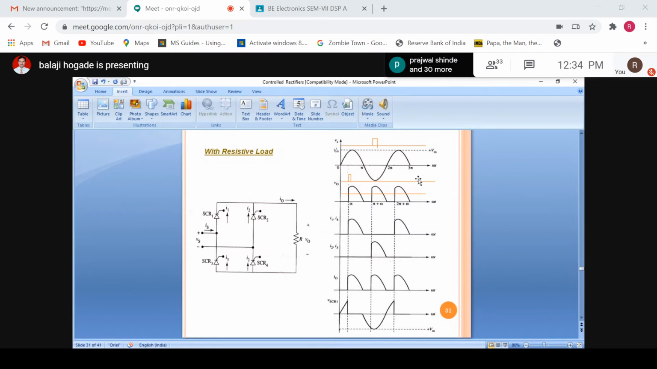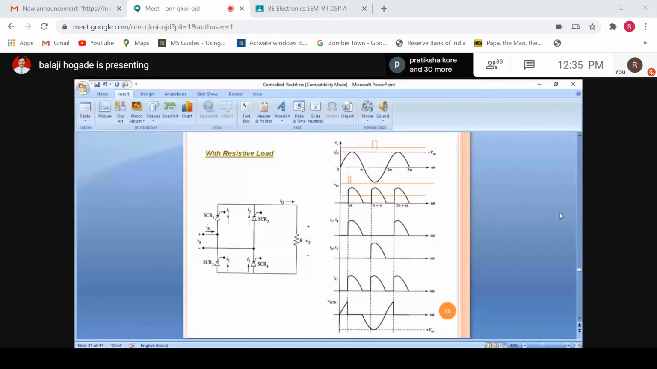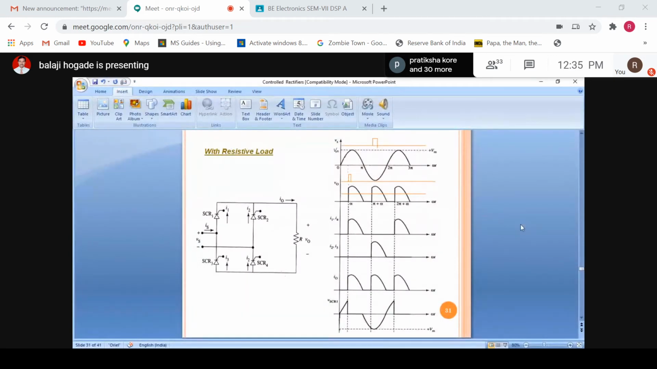How will you derive this equation for average output voltage? First of all, do you think there is any difference between this circuit and the circuit of the center tapped full wave controlled rectifier? Is there any difference in the waveforms? Center tap configuration with the same load and bridge configuration with the same load, that is resistive load. There is no difference, because that is also a full wave rectifier, this is also a full wave rectifier.